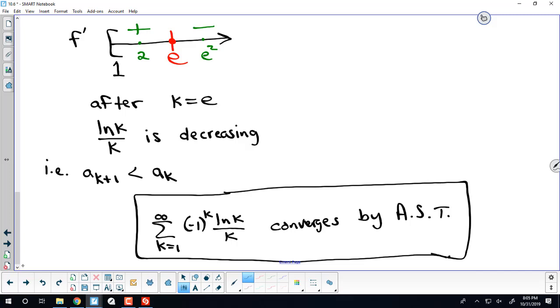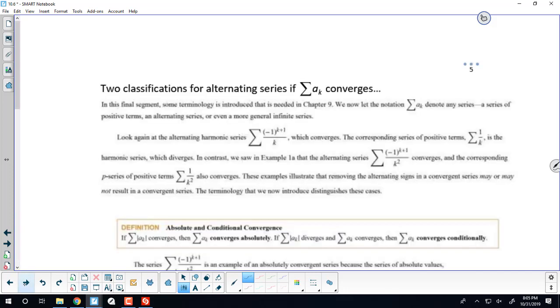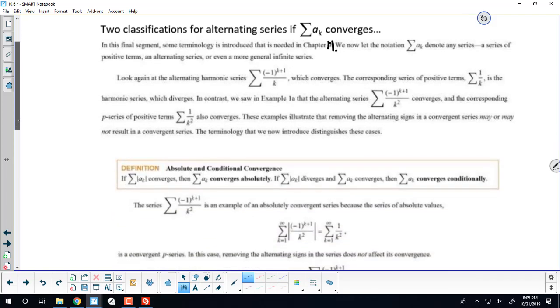All right. So we saw this with the harmonic series, but it was sort of verbose, so I just took this out of your textbook. There are two different ways to classify a series. In this final segment, introduced, this is actually needed in chapter 11. So this is chapter 11, not chapter 9. We need a notation. Sum of a sub k denotes any series, positive terms, alternating series, or whatever. That's the notation for any series.